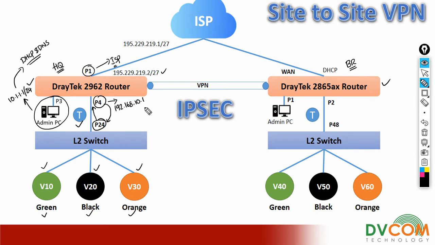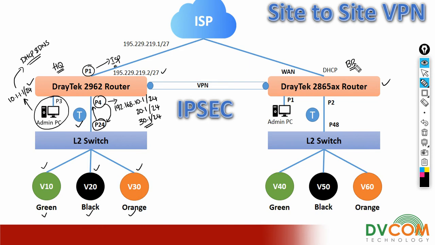192.168.10.1/24 for VLAN 10. For VLAN 20 I have assigned 192.168.20.1/24, and I have enabled DHCP as well as DNS, and for my VLAN 30 I have assigned 192.168.30.1/24 and I have enabled DHCP as well as DNS.